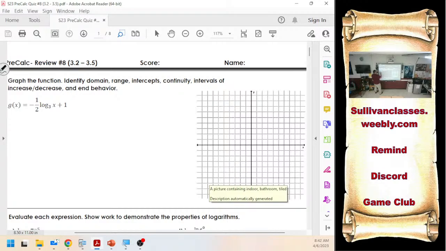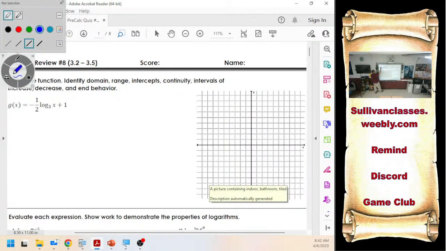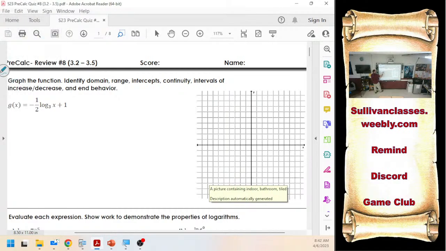If I was going to go by transformations, you don't have to write this part, but I see a vertical translation up 1. I see a vertical compression of 1/2. I see a vertical reflection. And I see that I'm going to be using powers of 3 to graph. You can just graph by points if you want. Okay?